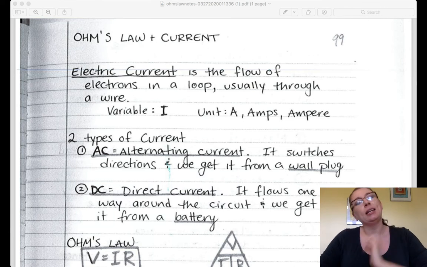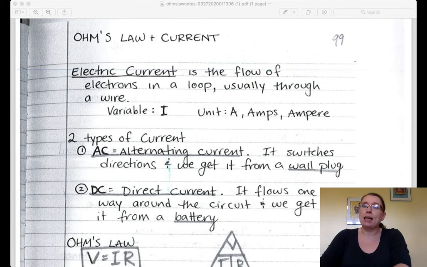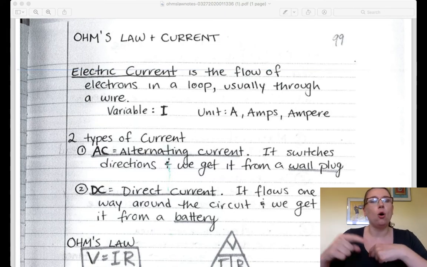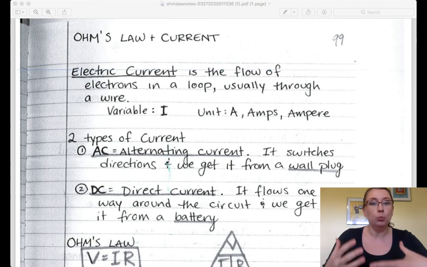These are the notes I'd like you to write on page 99. We are officially stopped with static electricity and we're moving on to current electricity. So electric current, remember, like the current of a river, is flowing electricity. So in electric current, the electrons are flowing through a loop, usually through a wire.